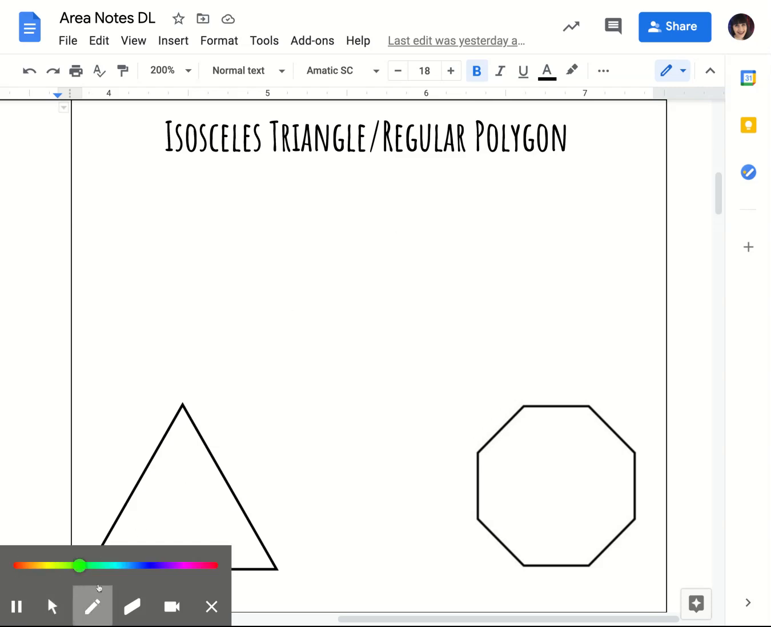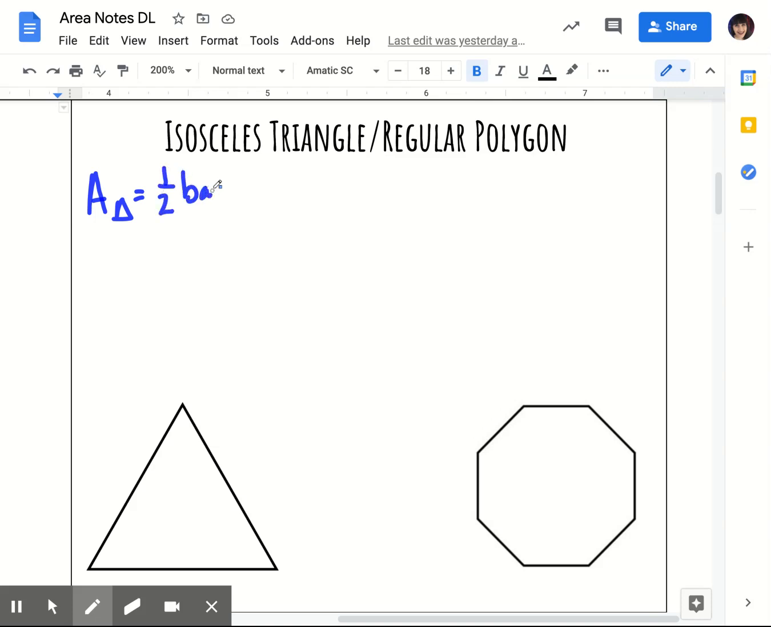Just like a right triangle, just like any triangle, the area of any triangle is 1/2 base times height. Okay, that does not change.